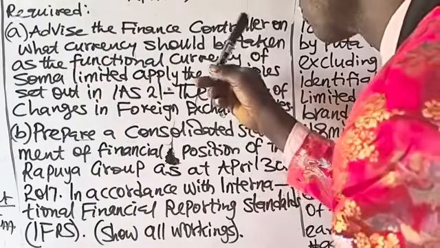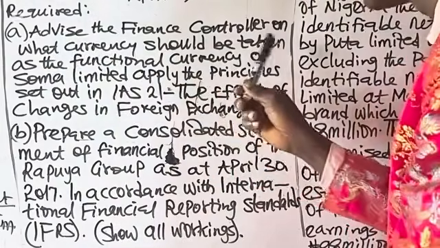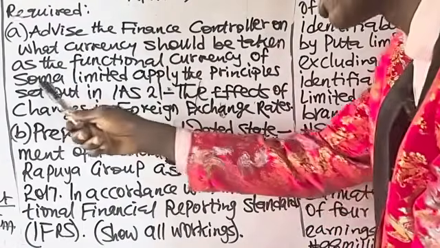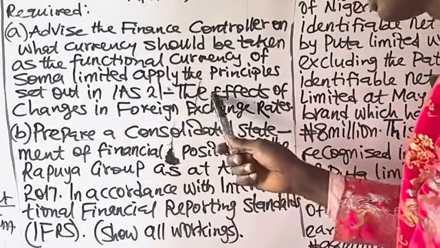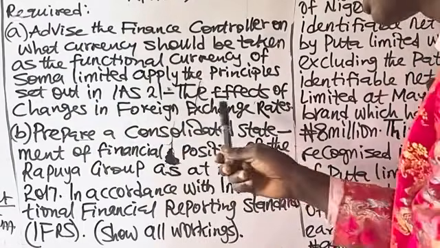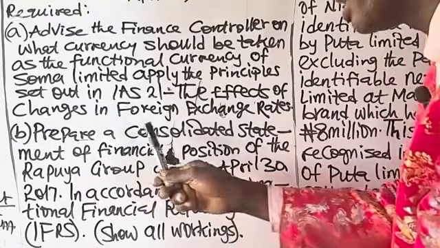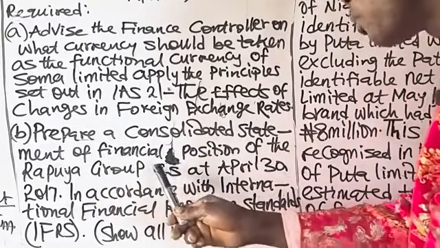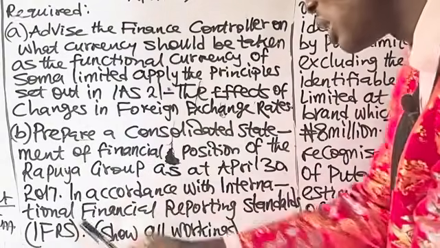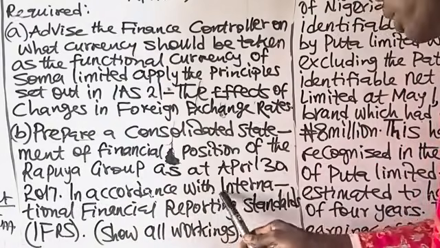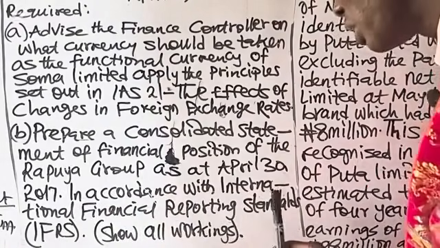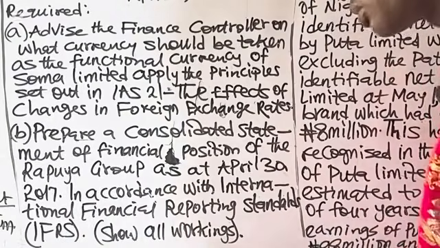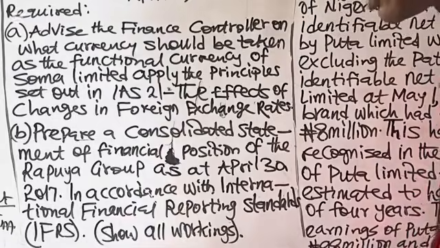Required: A. Advise the finance controller on what currency should be taken as the functional currency of Soma Limited. Apply the principles set out in IAS 21, The Effects of Changes in Foreign Exchange Rates. B. Prepare a consolidated statement of financial position of the Rapuya Group as at April 30, 2017, in accordance with International Financial Reporting Standards, IFRS. Show all workings. So, let's have the solution to the question.